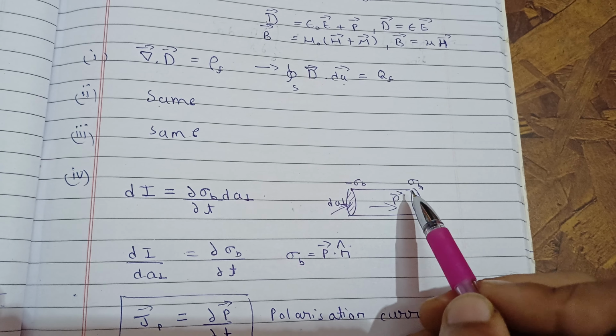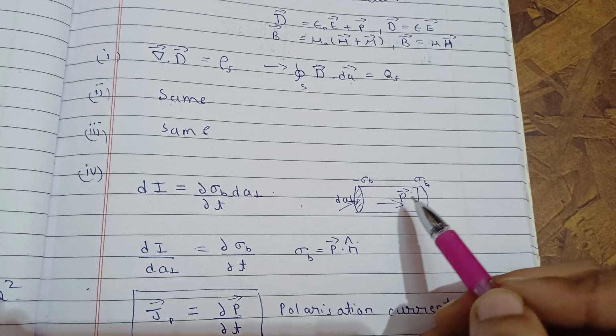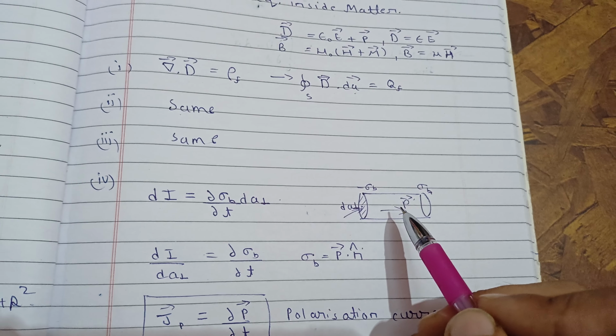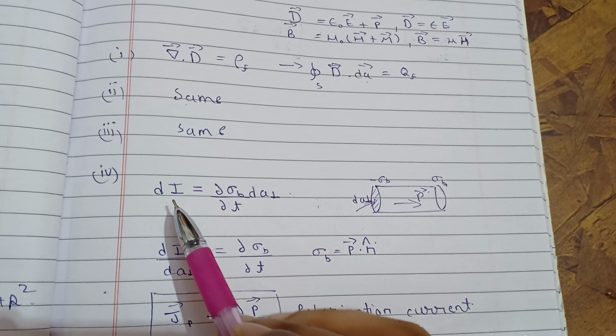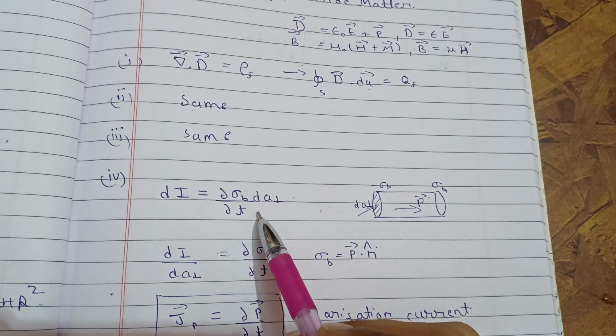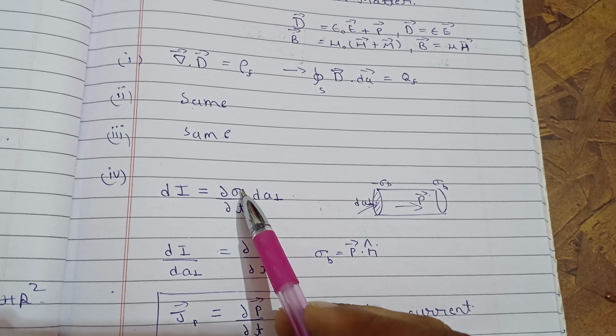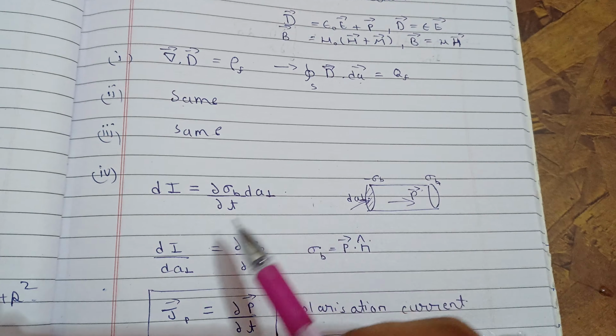That will be because of the change in polarization or change in electric field. So that's why we call it the polarization current. Let's find the polarization current, and then that factor will lead to the magnetic field. So dI, the current, is given by charge per unit area times the area divided by time. So this will give you charge per unit time. The bound charge is changing, that's why I have taken this sigma b. So this will give you the current.